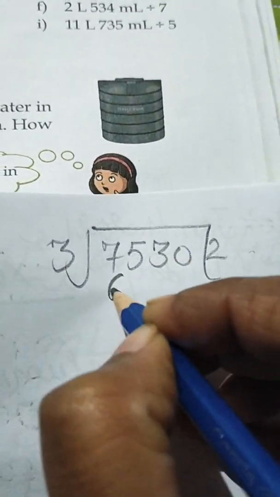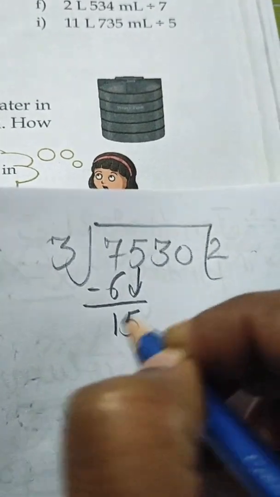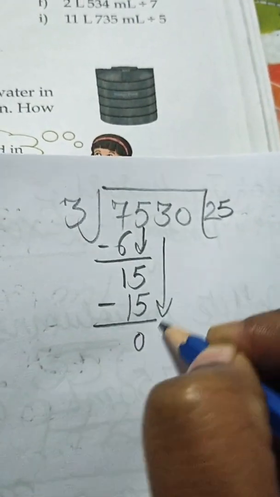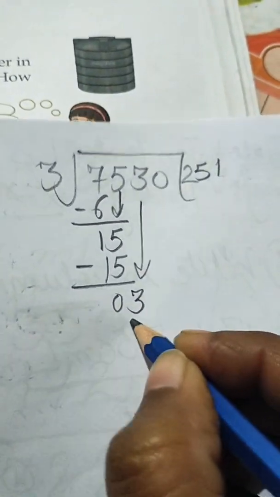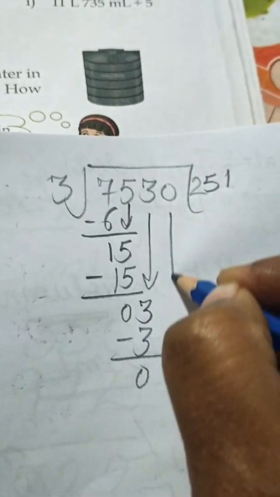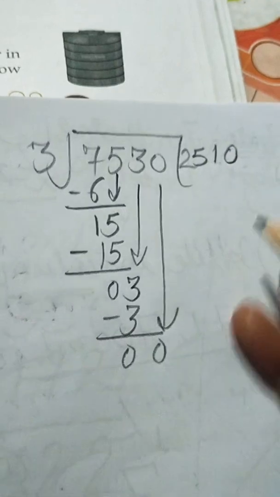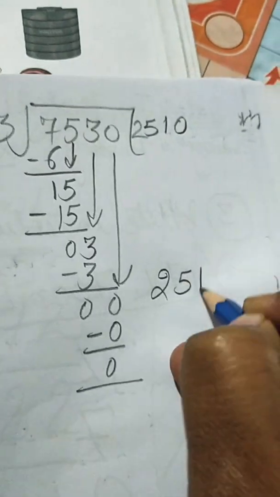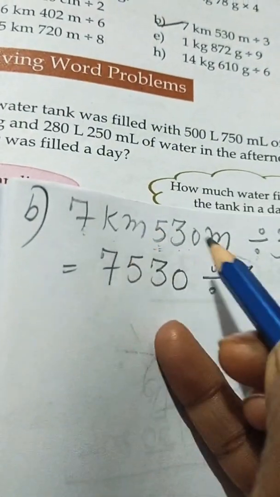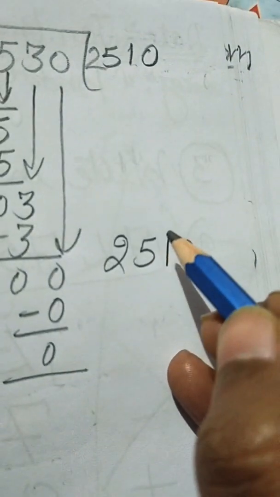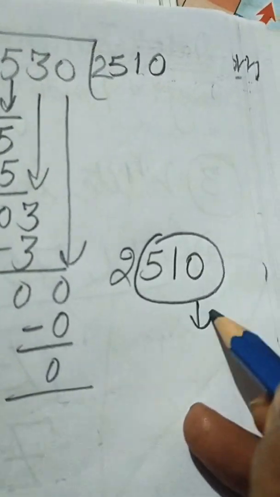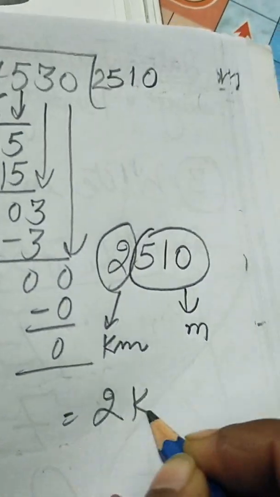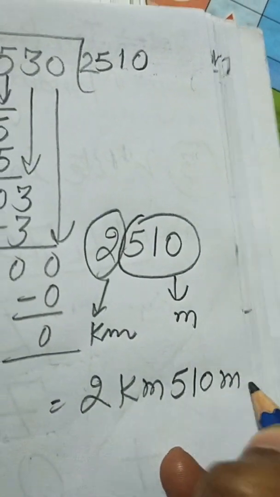3 2s are 6. 3 5s are 15. 3 1s are 3. 3 0s are 0. So here we got 2510, but our question was in kilometer and meter, so our answer must be in kilometer and meter. So in meter there must be 3 digits. This will be meters and this will be kilometer. So our answer will be 2 kilometer 510 meter.